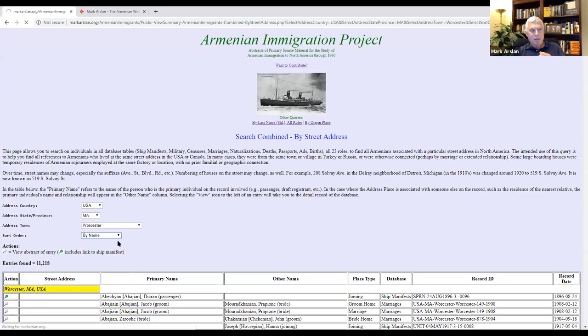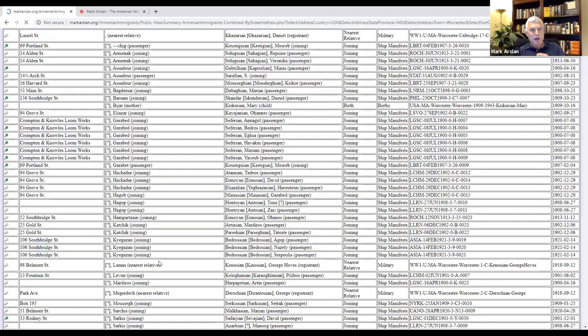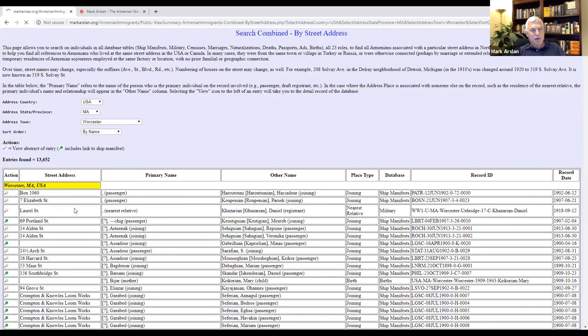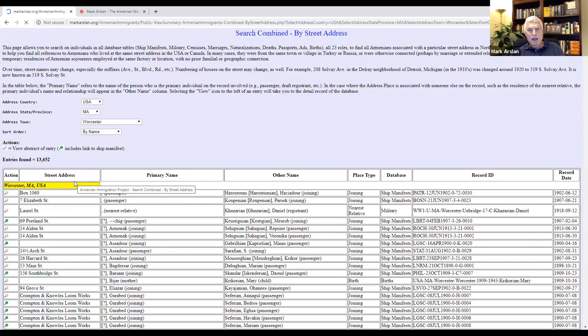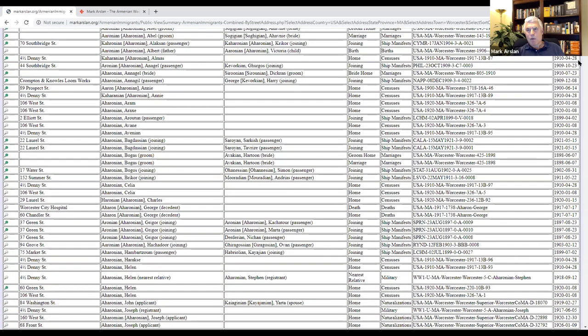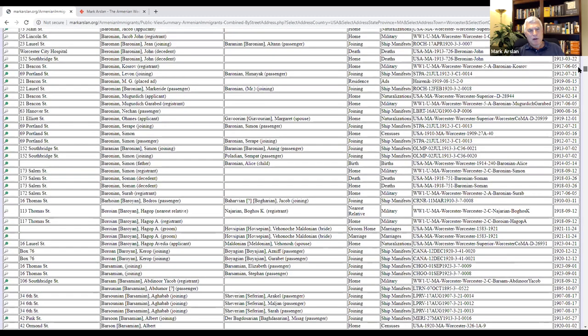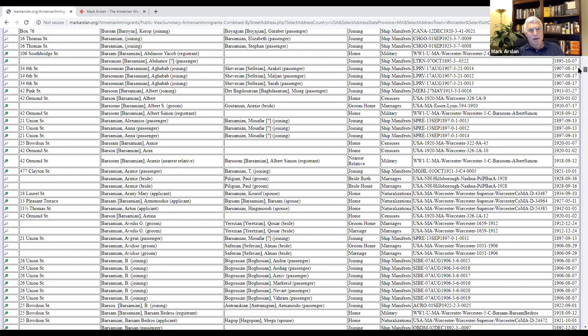So let's look by name. Now it'll do it by all the different names that I run across. And now you can see there's 13,000 entries. That's because I sometimes had more than one person living at that street address. So there's a little bit more. So what was the family name that you had that was in Worcester?